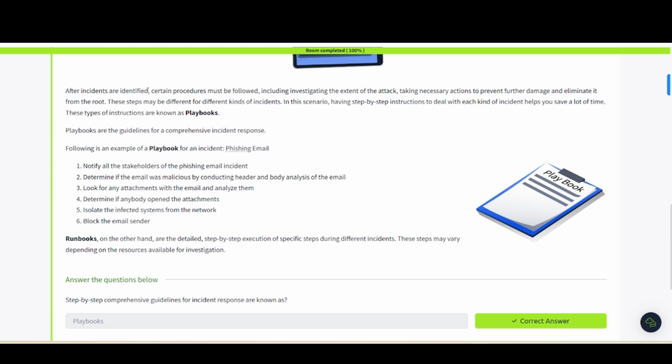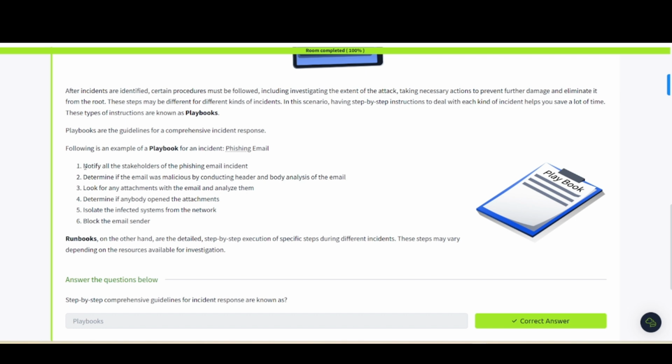After incidents are identified, certain procedures must be followed, including investigating the extent of the attack, taking necessary actions to prevent further damage, and eliminating it from the root. These steps can be different for different kinds of incidents. In this scenario, having step-by-step instructions to deal with each kind of incident helps you save a lot of time. These types of instructions are known as playbooks. Playbooks are the guidelines for comprehensive incident response. Following is an example of a playbook for a phishing email incident. So you have all these steps here.